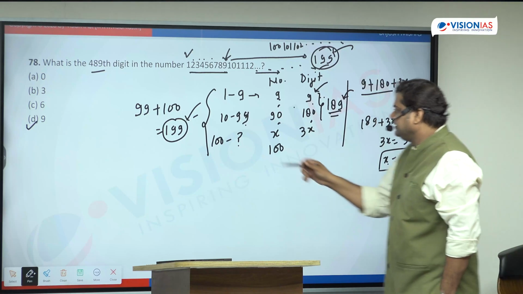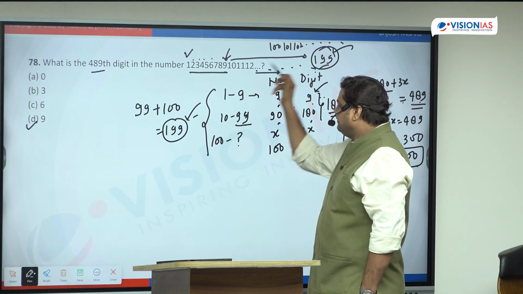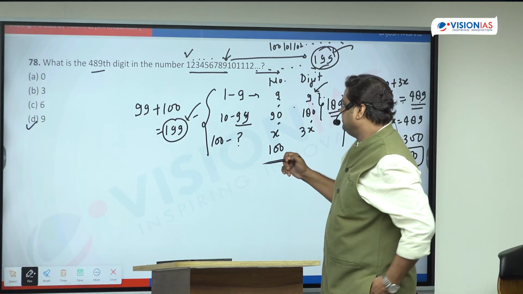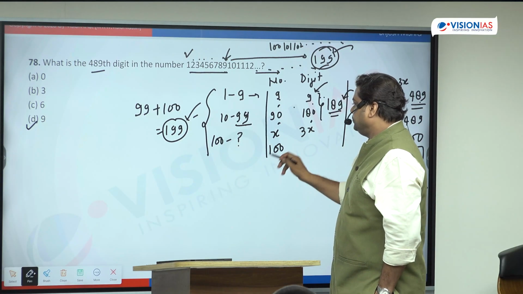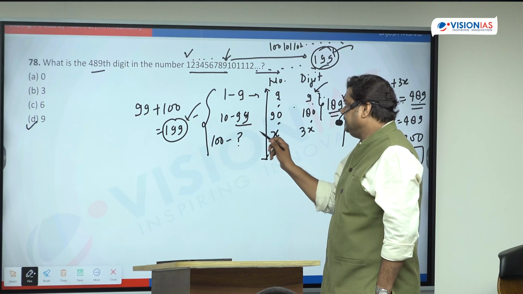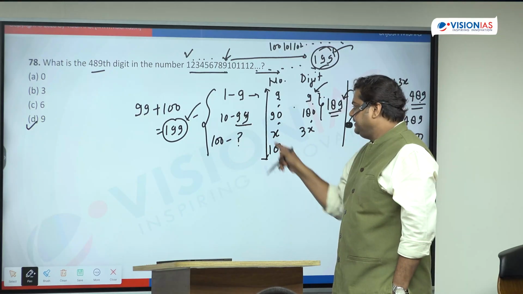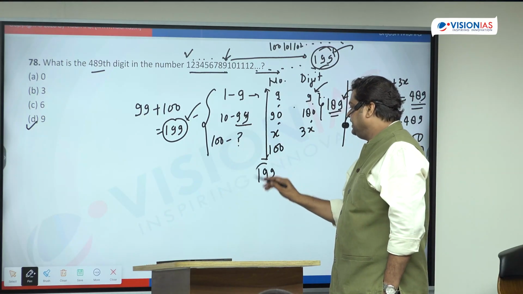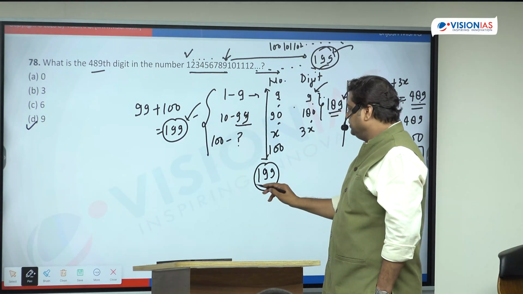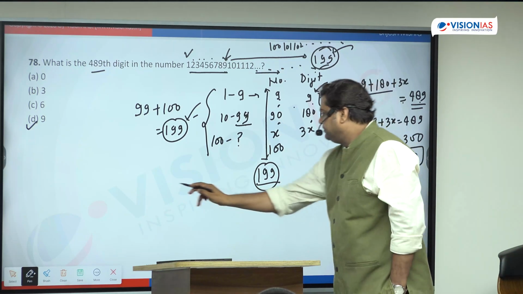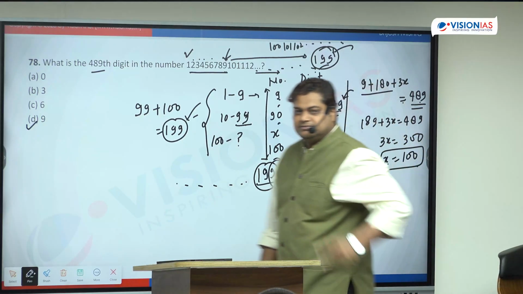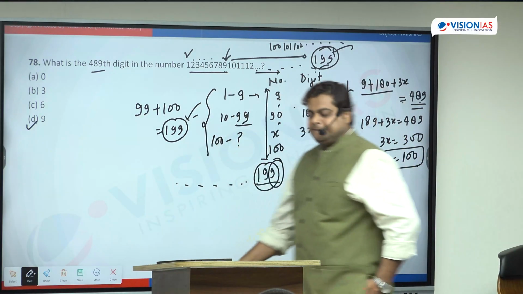The value of x we get is 100. That means after 99, we have written 100 more numbers. So how many numbers in total? 99 plus 100, 199 numbers we have written. First number is 1, second is 2, and the 199th number is 199. So the last number of the series would be 199, and this 9 would be the 489th digit. 9.